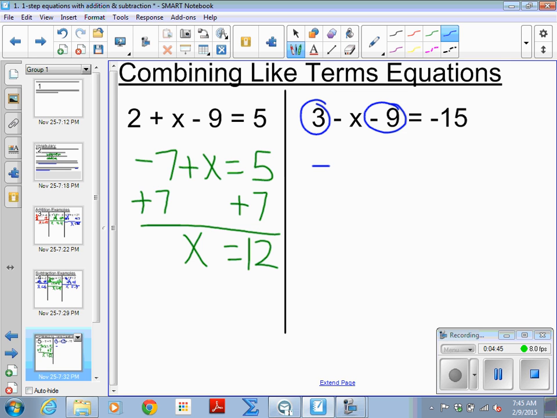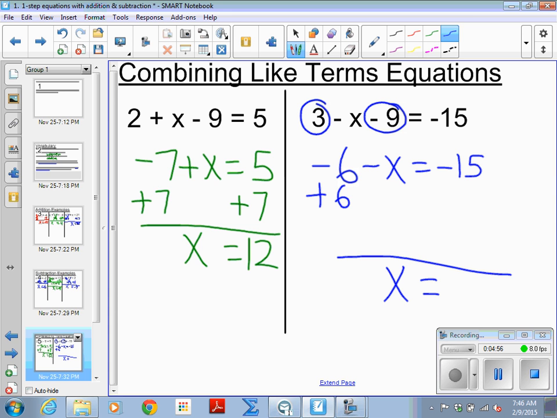And the other one, we have 3 and negative 9 are like terms. Combine those to make negative 6. Negative 6 minus x equals negative 15. We want x equals something. So let's add 6 to both sides. Away. But the negative comes with the x. So negative x equals negative 9. Take the opposite of negative x, and on the right, the opposite of negative 9 equals 9.